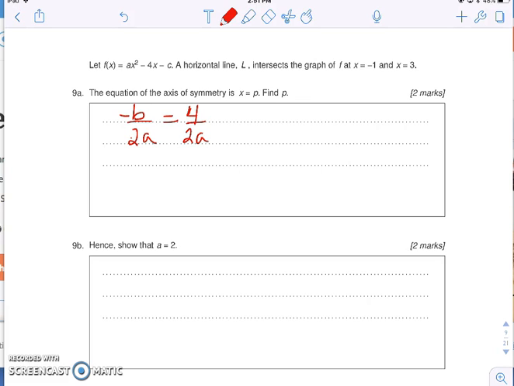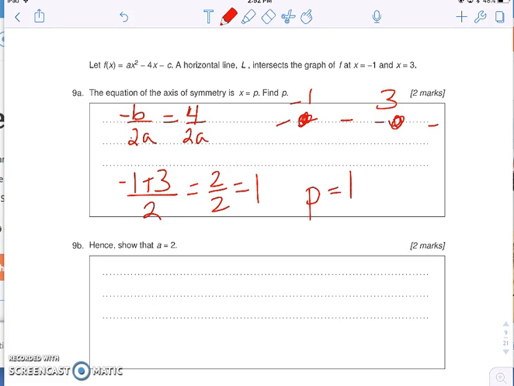All right, so let's see, what do we know? A horizontal line intersects the graph. Some parabola, and this comes across and it intersects it at negative 1 and 3. Well, our axis of symmetry has to be right in the middle of those. So negative 1 plus 3 divided by 2, 2 divided by 2. We didn't even need to do the opposite of b over 2a. We could just recognize that our axis of symmetry is in the middle, so p equals 1.